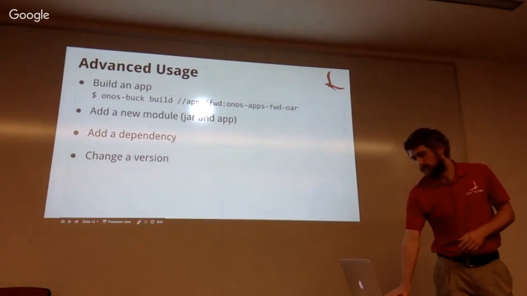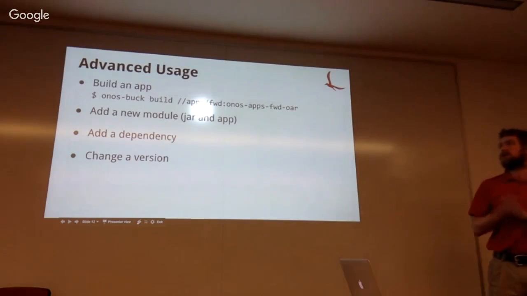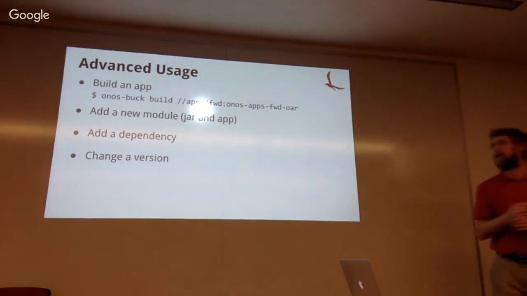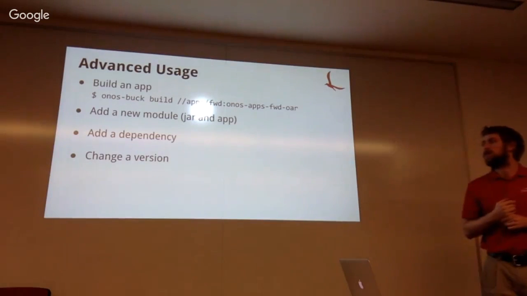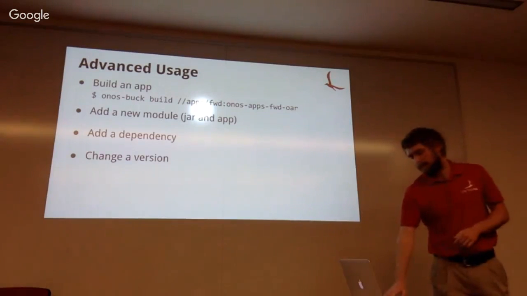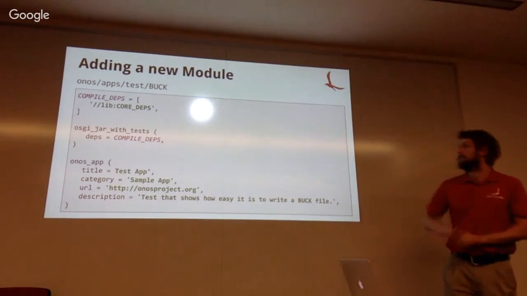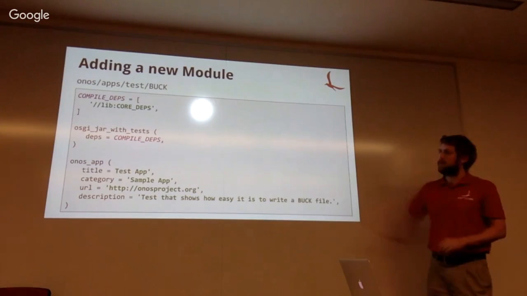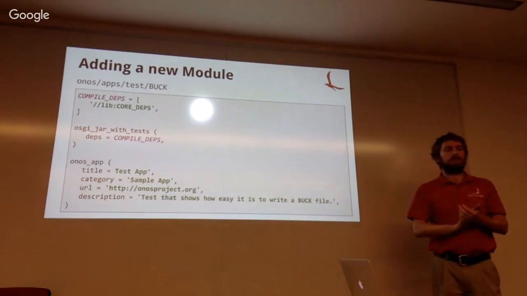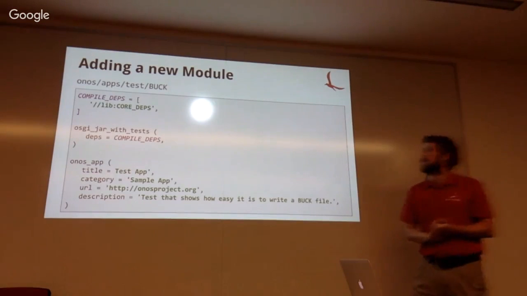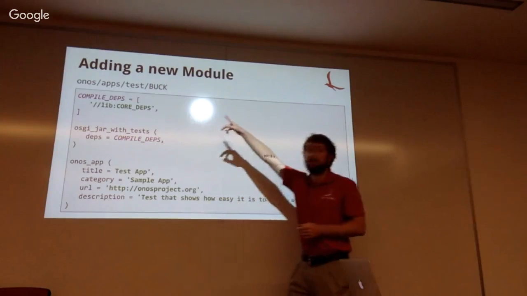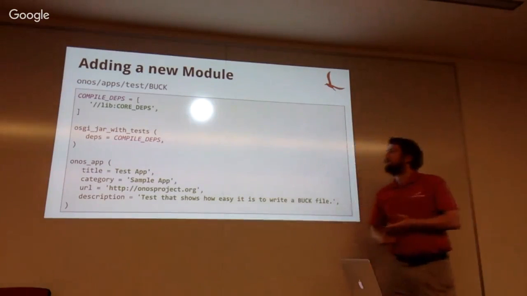Okay. So for the advanced usage, I wanted to talk about how you could explicitly build a target rather than the overall ONOS package, how to add a new module, how to add a dependency to a module, and how to change a version of a dependency. So this is a basic buck file. And this is how you add a new module for a new application that you're building as part of the project. So up here, I've just written the path, ONOS, apps, test, buck.